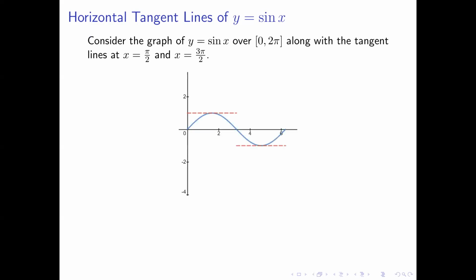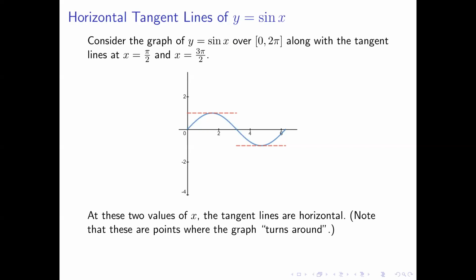Here's what we get. We have the graph of the sine function in blue and our two tangent lines drawn as red dashed lines here. Now notice that those two tangent lines are horizontal. Those happen to be the points on the graph where the graph sort of turns around, and that will be important for us later.